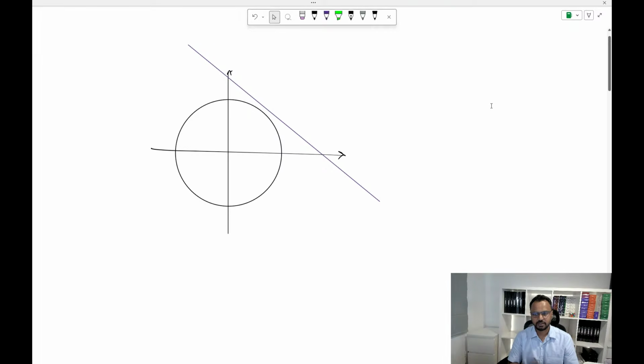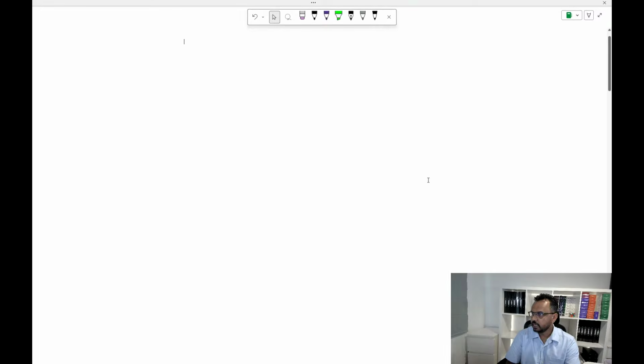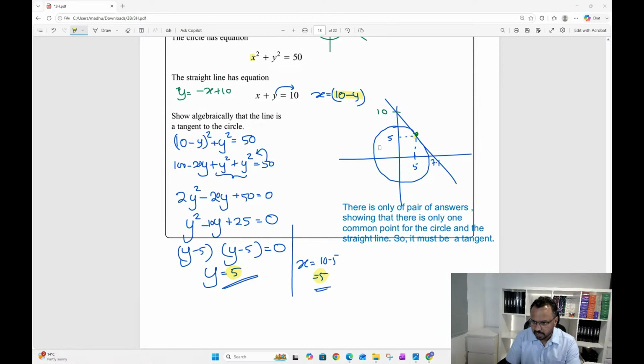How is that? 3 cases. 2 pairs of answers, only 1 pair, and you can't solve that one. So basically, all I did here was prove that I only get 1 pair. So there is only 1 pair of answers showing that there is only 1 common point, hence it must be a tangent. Yeah? Well done.